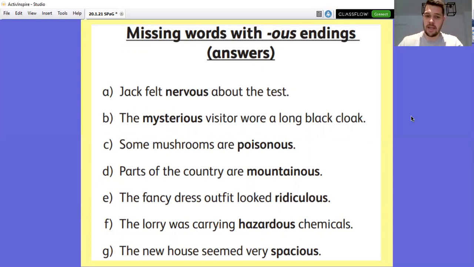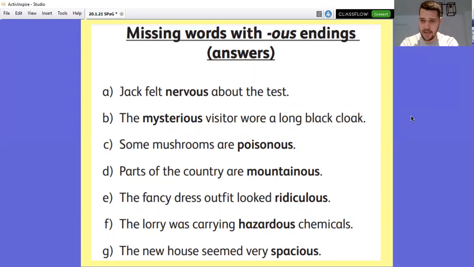The fancy dress outfit looked ridiculous. The root word there is actually ridicule. So we remove the E and add OUS to make it an adjective. The lorry was carrying hazardous chemicals. We can just add our OUS suffix. And the new house seemed very spacious.